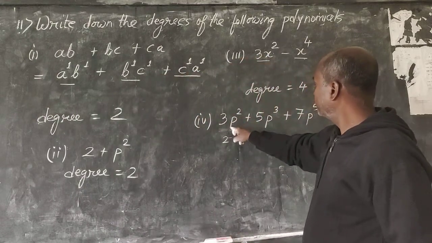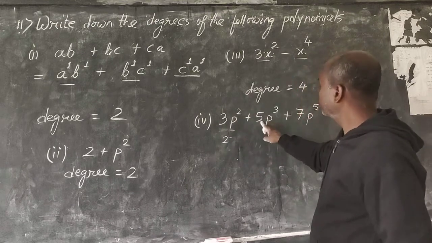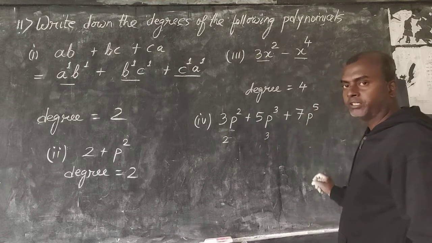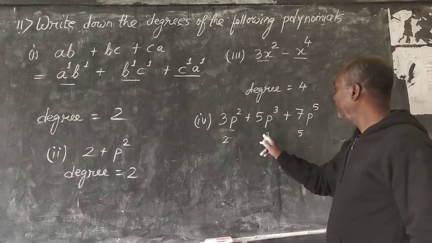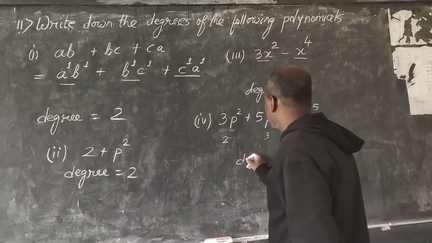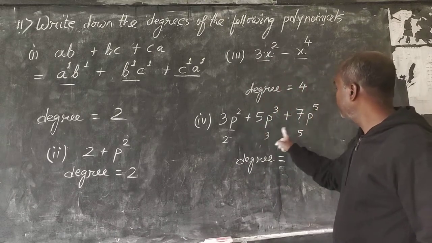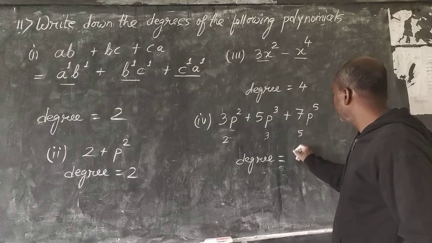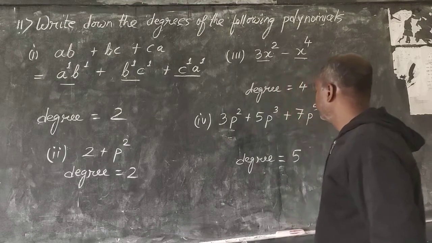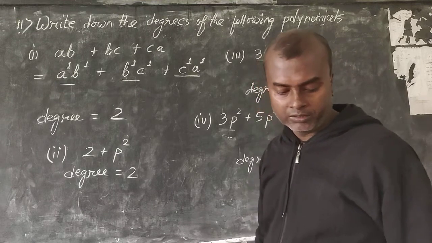Okay, for this particular term, the variable's power is 2. For this particular term, the variable's power is 3. For this particular term, the variable's power is 5. So now we have 3 different terms having 3 different powers. So which is the degree? Degree is the highest power. So which term has the highest power? This one. So the degree is 5. Okay. So this is how we write down the degree of a polynomial.